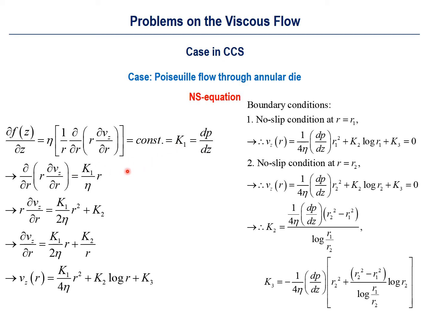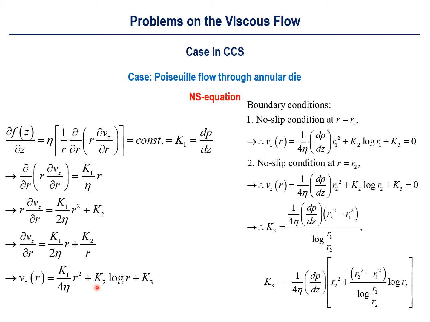And using these relationships, we can integrate once, and then a second integration, and you will find this kind of r-dependent function for the velocity profile in the z direction. And we have two more unknown constants here. K1 is found, dP/dz here, but we don't know K2 and K3.